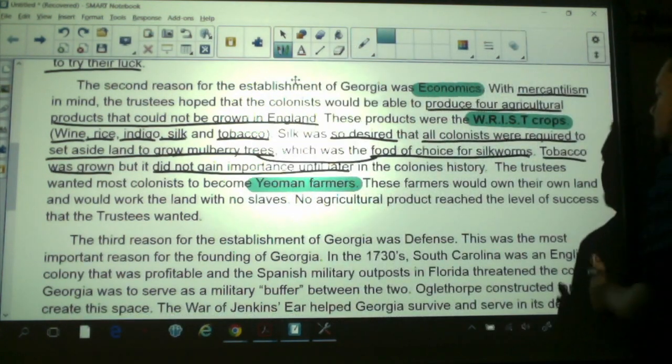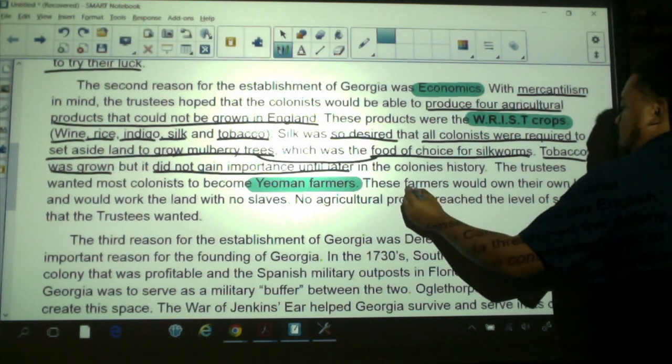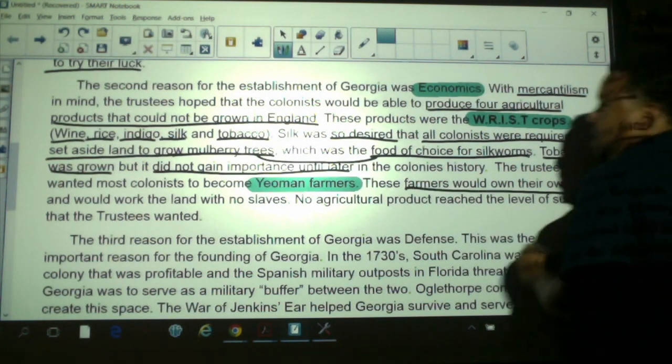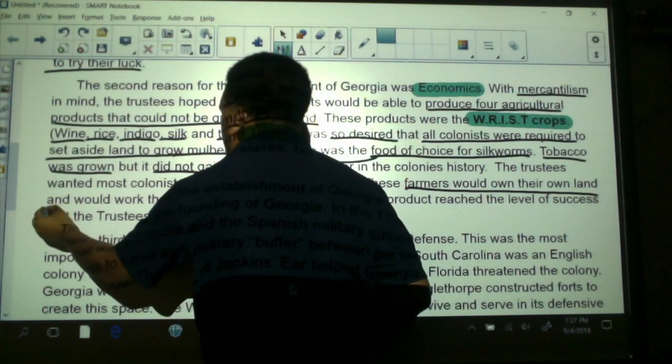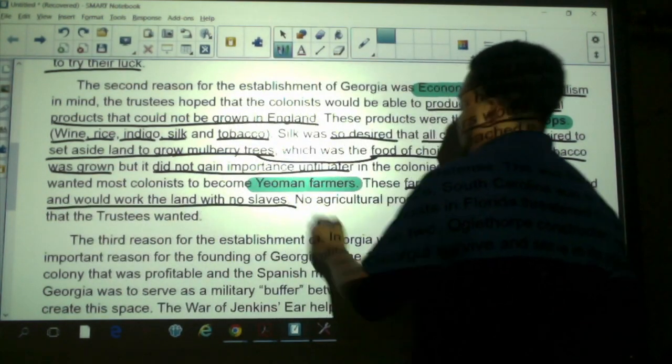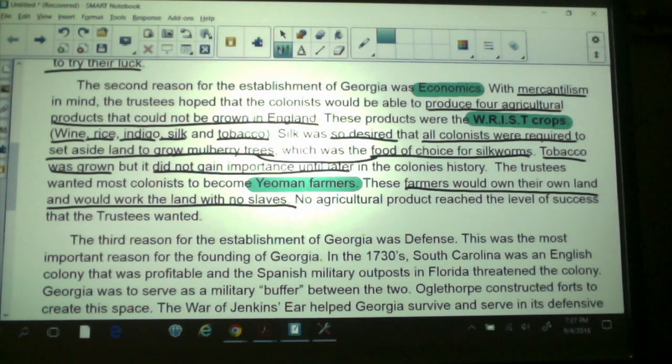All right, what are yeoman farmers? They're farmers who own their own land and work the land with no slaves. So that no slave part seems very interesting because we all know that all of these colonies at some point had slaves. Georgia did as well, but we're realizing now that Georgia initially did not have any slaves at all. Interesting. Okay. It says no agricultural product reached the level of success that the trustees wanted.